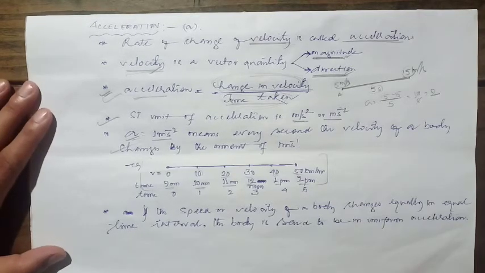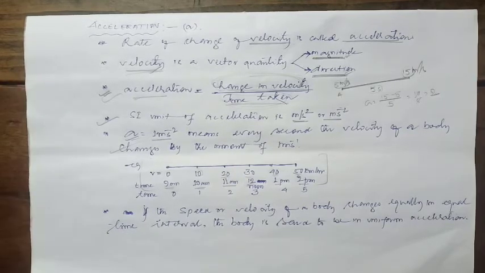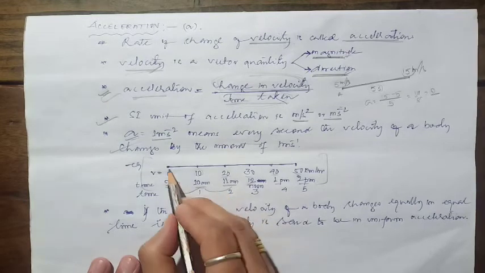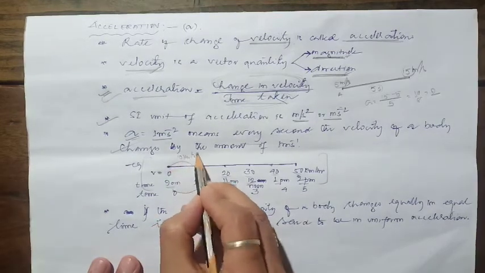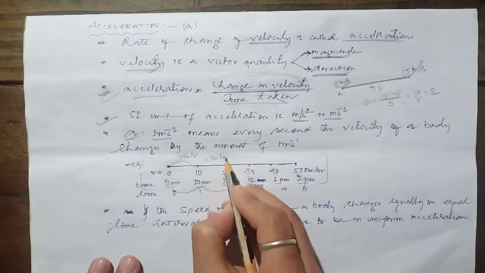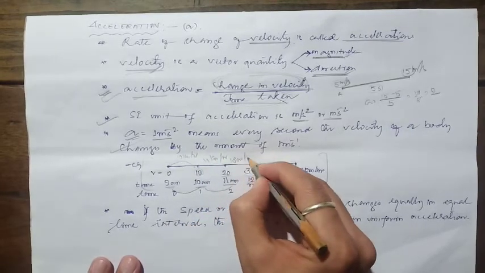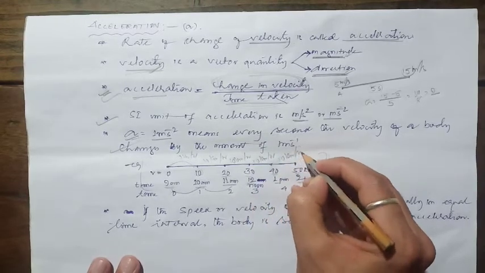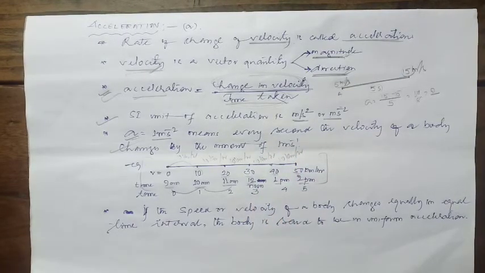How much is the acceleration? When I ask how much is the acceleration, what I'm asking is: every hour, how did the speed of the body change? You can see, students, every hour the speed changed by 10 kilometer per hour. Speed is changing, but every hour it is changing at the rate of 10 kilometer per hour. So here is the acceleration.